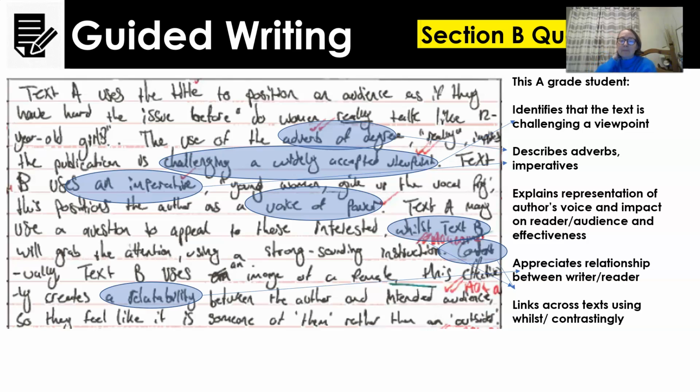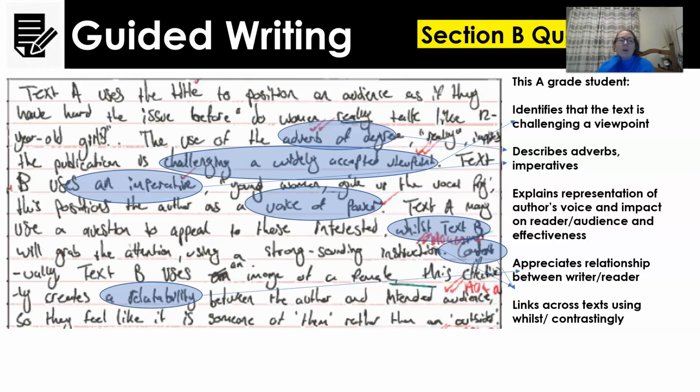So in this extract, this is the opening. This is the very first paragraph that the student has written. We can see that they've done it to a standard across the whole article and the response that gets an A. Okay, so text A uses the title to position an audience as if they have heard the issue before. So it actually begins immediately with an effect. Okay, so it's talking about the effect of the title. It's positioning the audience. So effect is always relational. Look to your audience. What's the effect on the audience? Okay, and this title in this text is positioning an audience as if they have heard the issue before.